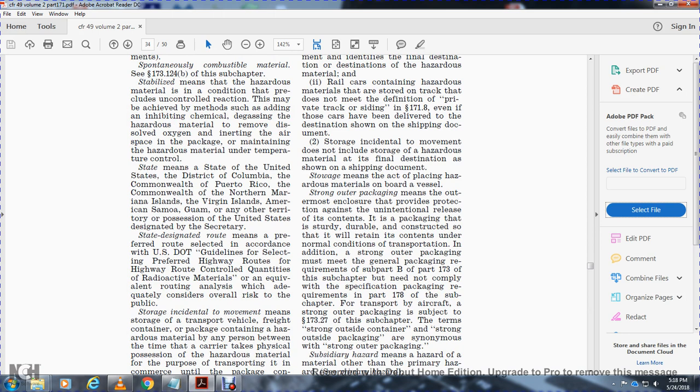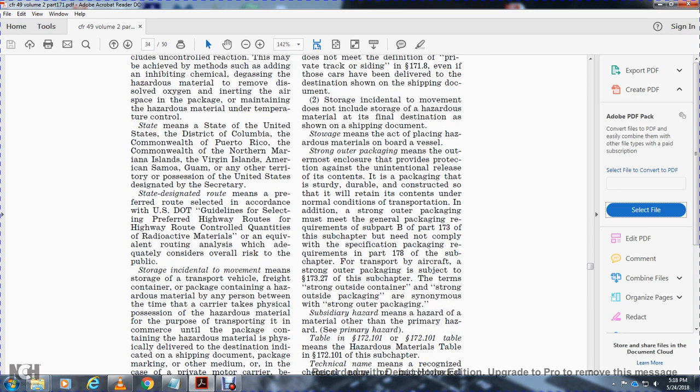Strong outer packaging means the outermost enclosure, which provides protection against the unintentional release of contents, and the packaging is sturdy, durable, and constructed so that it may be retained with contaminants in normal conditions of transportation. The strong outer packaging must meet the general packaging requirements of subpart B of part 173 of the subchapter, but need not comply with the specification packaging requirements of part 178 of the subchapter, for transportation by aircraft, see 173.27. Strong outside container and strong outside packaging are synonymous with strong outer packaging.